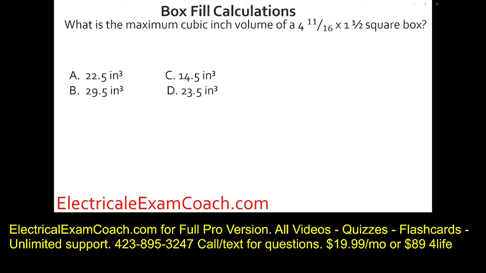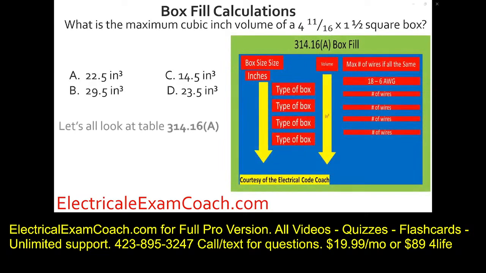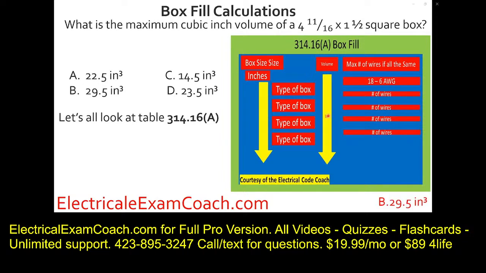What is the maximum cubic inch volume for a 4 11/16 by 1.5 inch square box? We're going to use the same process. We head to our table. We're going to go to that volume column, and we're going to come down and find our correct type of box. And we're going to find that it's 29.5 cubic inches available area to fill.